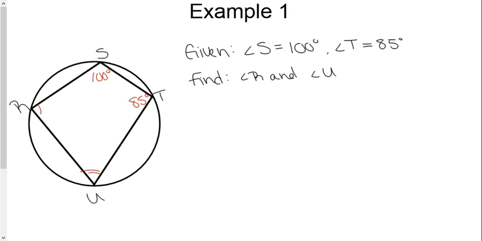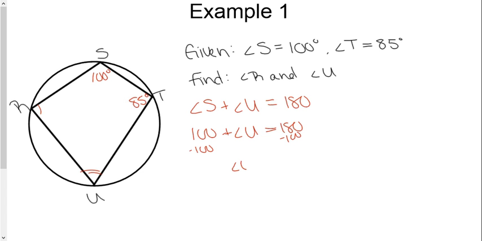So based on the first theorem that said that opposite angles of an inscribed polygon are supplementary, I know that angle S plus angle U must add up to 180 degrees. So I plug in what I know. I know angle S is 100 degrees. I don't know angle U, so I just leave it alone. And I know they equal 180. So by subtracting 100 degrees from both sides, I get that angle U is equal to 80 degrees. See, wasn't so bad, was it?